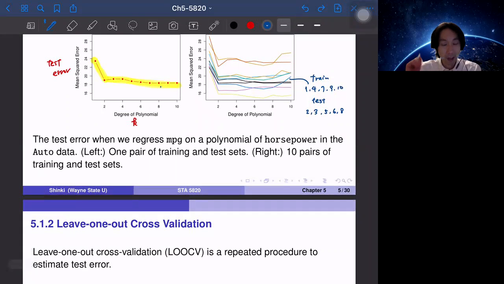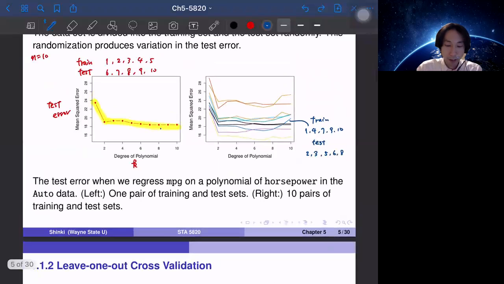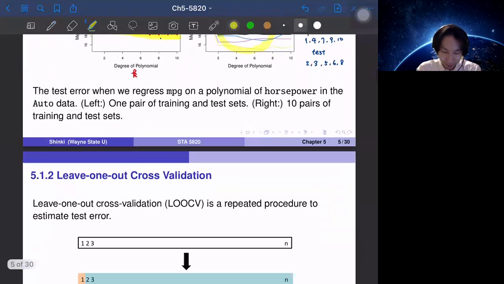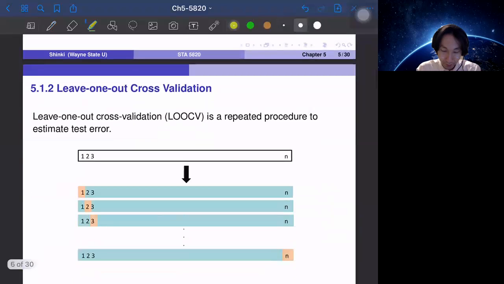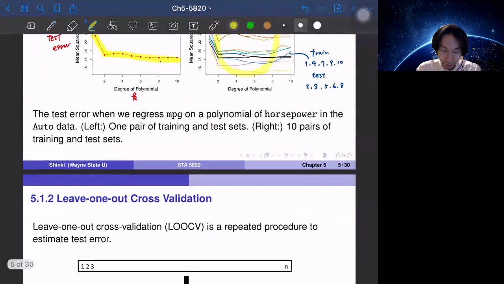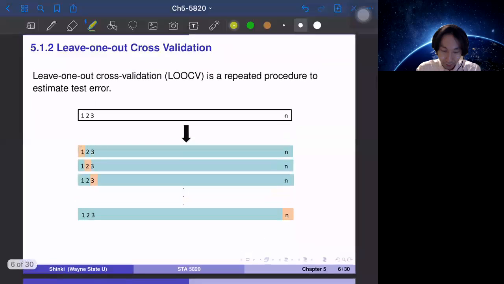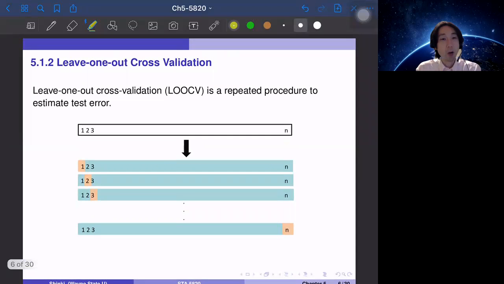So we want to avoid the variability. The first is to avoid the trade-off between the training set size and test set size. The second problem is to avoid the variability in the training and test division. Then one ideal way to evaluate the performance is leave one out cross validation.